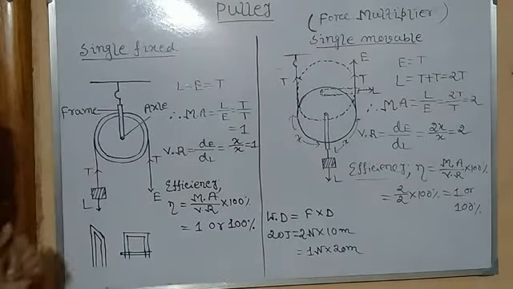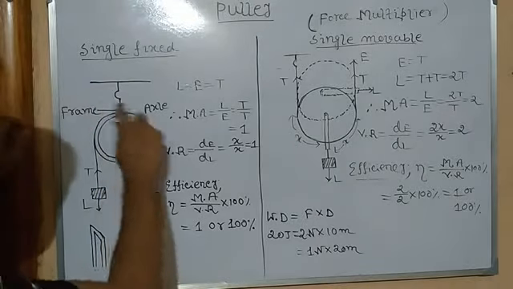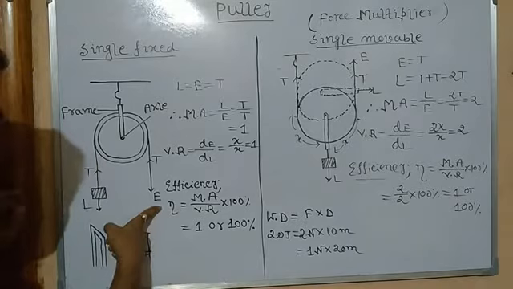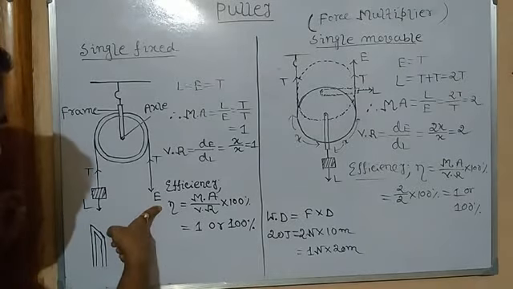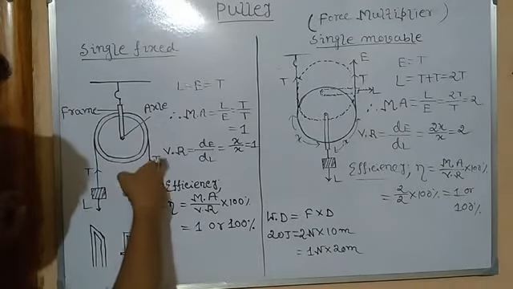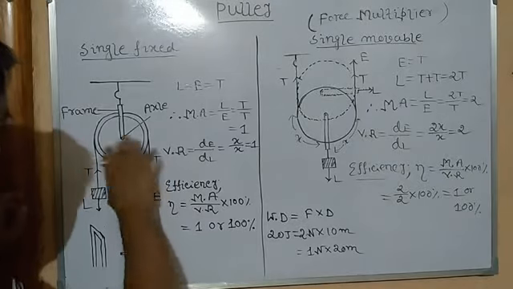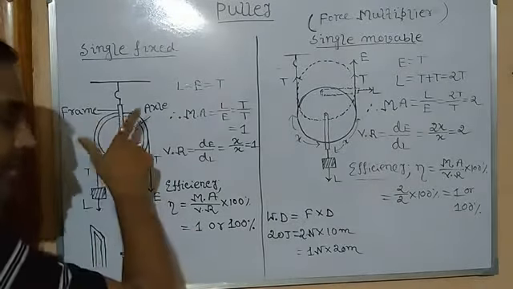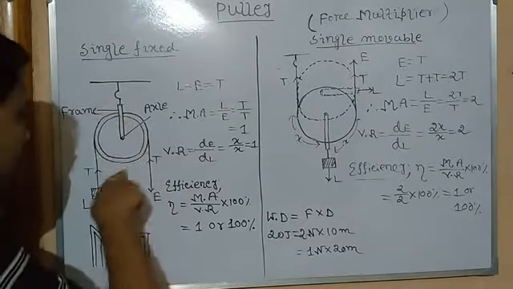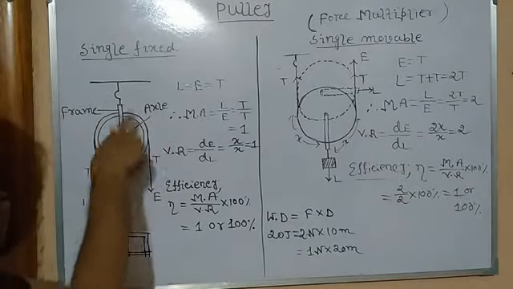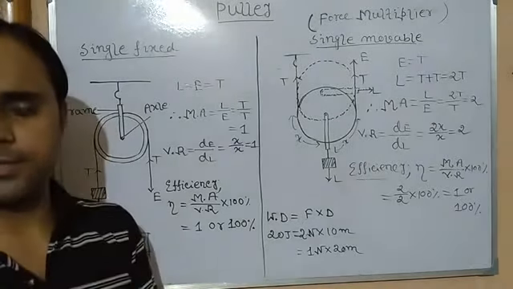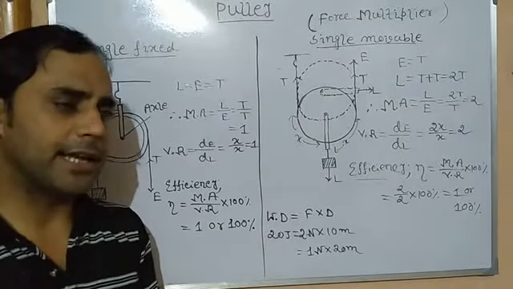Now why is it fixed? Since the metallic disc rotates when we apply force on the effort side of the rope, due to the friction between the rope and the metallic disc, the disc rotates, and due to this rotation the load is lifted up. Now this string has to be inextensible and massless. Inextensible, and the mass has to be negligible.